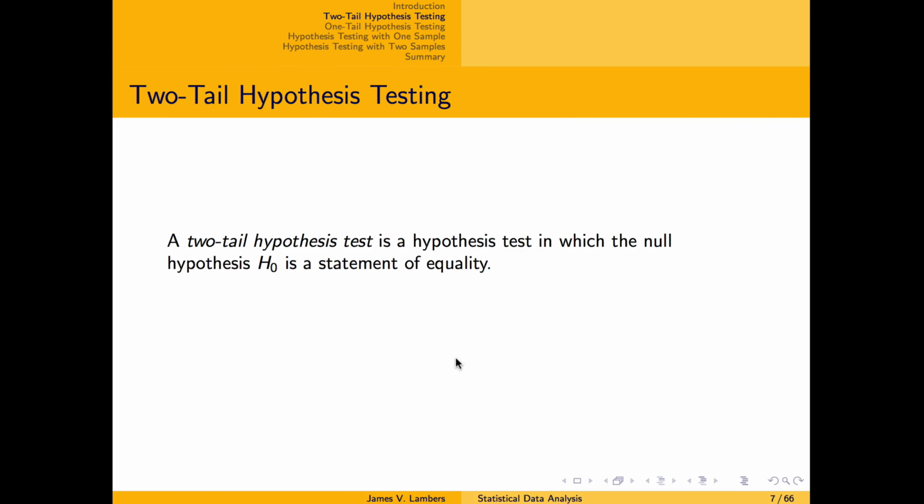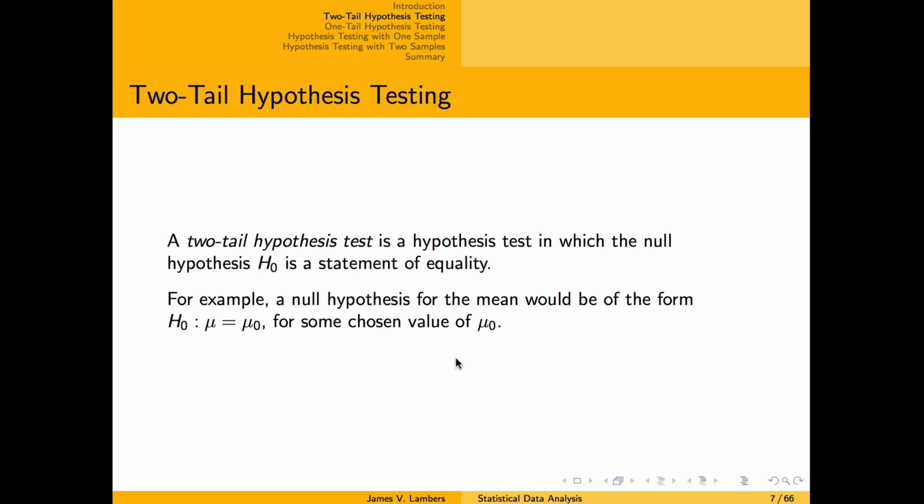There are two types of hypothesis test: two-tail and one-tail. In a two-tail test, the null hypothesis H0 is a statement that the population parameter is equal to some value, which means H1 is a statement that the parameter is not equal to this value. To describe the procedure for a hypothesis test, we focus on testing the mean. So our null hypothesis is that the mean mu equals mu naught.